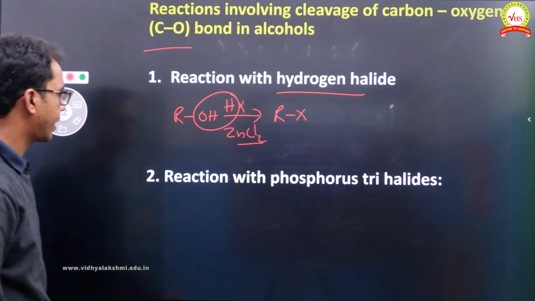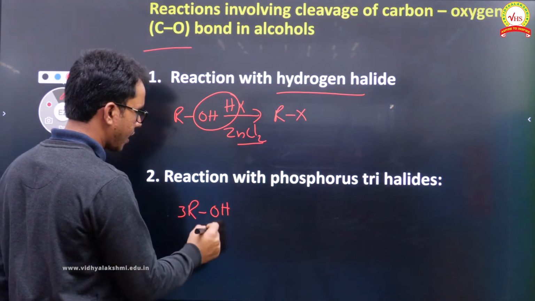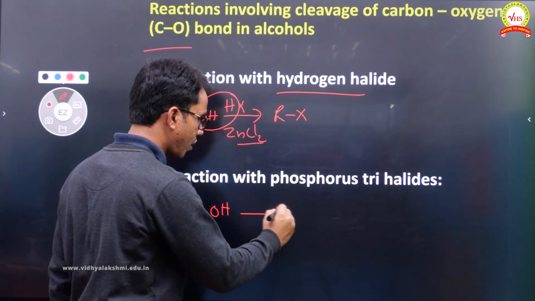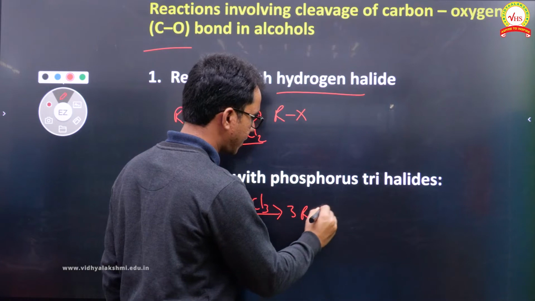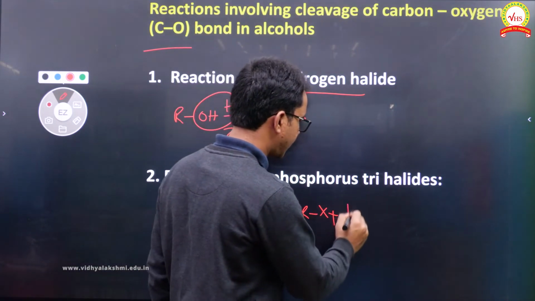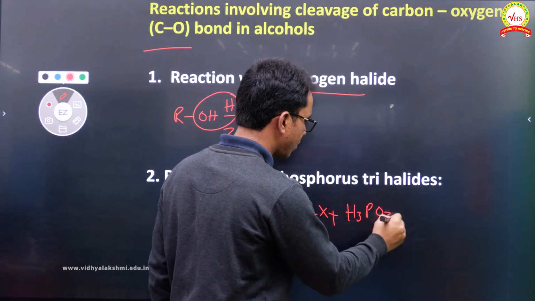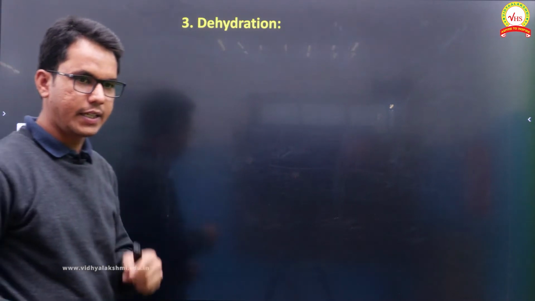Let us take phosphorus trichloride also. If we take alcohols, ROH, 3 moles of alcohol react with 1 mole of PCl3. Formation of 3 moles of alkyl halide takes place, followed by the formation of phosphorous acid, that is H3PO3. Okay, next.